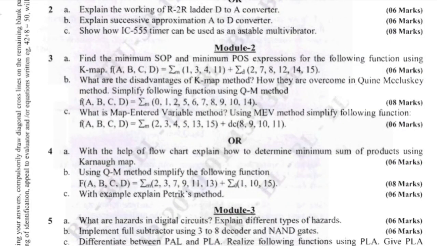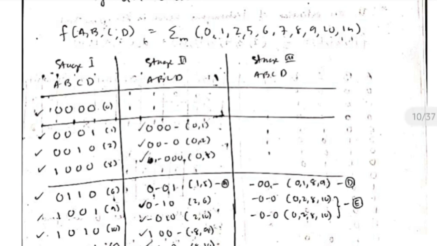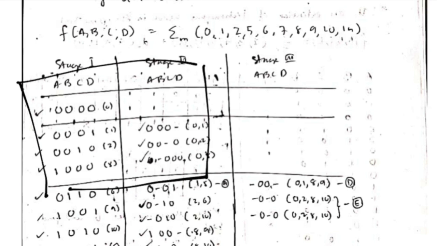Next question, we have been asked to write the disadvantages of the K map and how they are overcome in the QM method, and finally simplify the function which they have given. The disadvantage of the K map is that it cannot be used for a larger number of variables. This can be overcome in the QM method, because the procedure which we follow in the QM method can be implemented in software also. So a large number of variables can be solved using the QM method in a much simpler form.